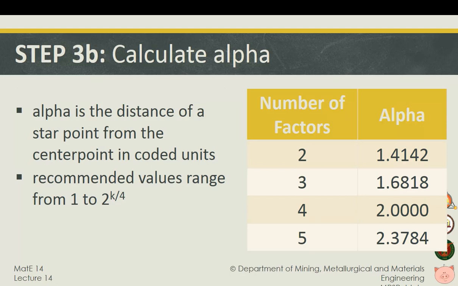So we start with calculating alpha. Alpha is just the distance of the star point from the center point in coded units. Here we have a table that is a guide in choosing our alpha value versus yung number of factors na meron tayo. If it's 2, we have 1.4142. If we have 5 factors, it's 2.3784. These alpha values can be computed using this formula: 2 to the k over 4, where k is our number of factors.